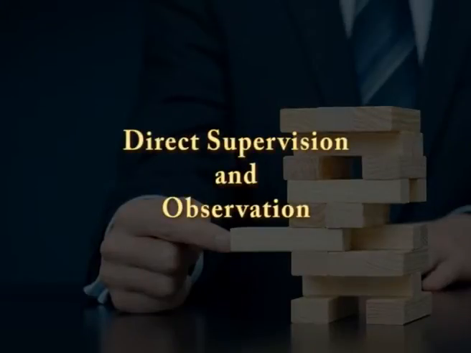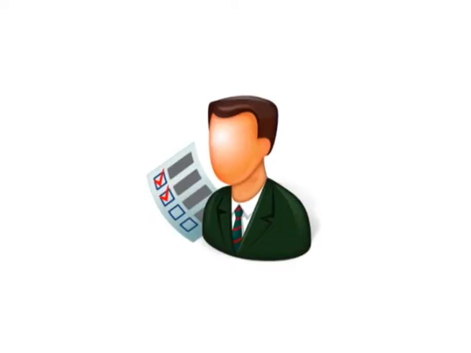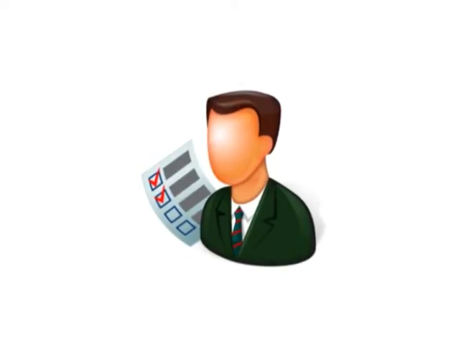Control increases efficiency. Efficiency is the relation between returns and cost. If there is a high return at low cost, then there is efficiency and vice versa. Control leads to high returns and low cost. Therefore, it increases efficiency. Techniques of controlling. The 10 types of traditional techniques of controlling are: direct supervision and observation. Direct supervision and observation is the oldest technique of controlling. The supervisor himself observes the employees and their work.